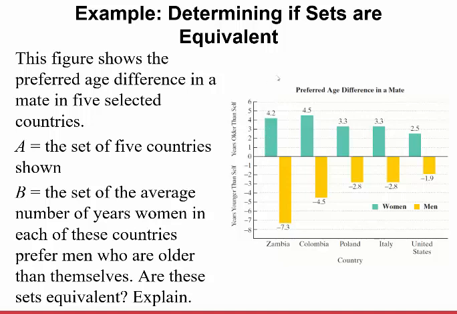All right, so let's determine if some sets are equivalent. This figure over here shows the preferred age difference in a mate in 5 selected countries. So they have it for women and for men. Set A is the set of the 5 countries shown: Zambia, Colombia, Poland, Italy, and the United States. And set B is the set of average numbers of years women in each of these countries prefer men who are older than themselves. Are these sets equivalent? So here's women: 4.2, 4.5, 3.3, 3.3, 2.5.